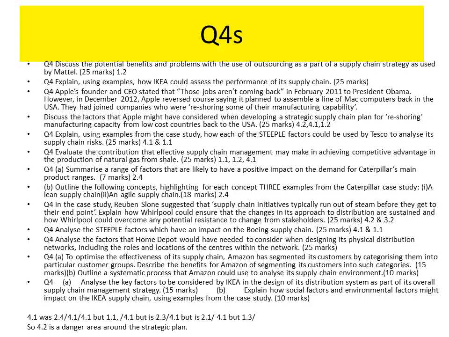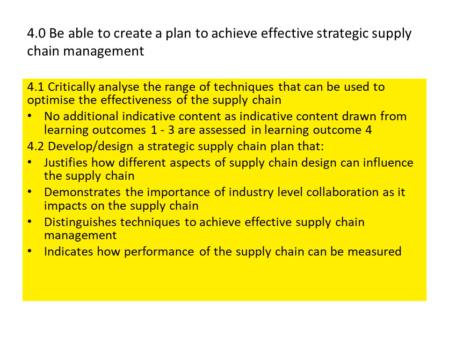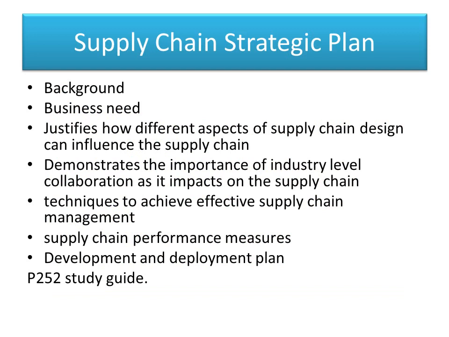Question 4 is any question from section 1, section 2, section 3. But there is a danger one. 4.2 was asked in 2014 about the strategic plan, which is this 4.2 here: develop a strategic plan. The study guide on page 252 details what might be in a strategic plan: background, business need, justifies, demonstrates, techniques. They're the 3 bullets from the content, and then there.